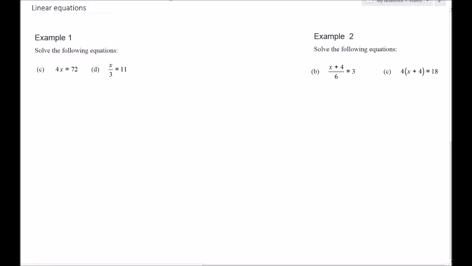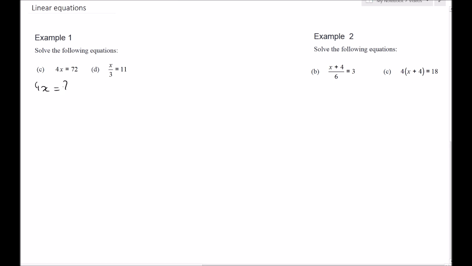In this video, we're going to have a look at linear equations and how to solve them. There's two major ways to solve them. Either you're going to do it algebraically by calculating, or you're going to do it by using a graph, which is going to be for later. Alright, first of all, algebraically, we're going to solve 4x is equal to 72.